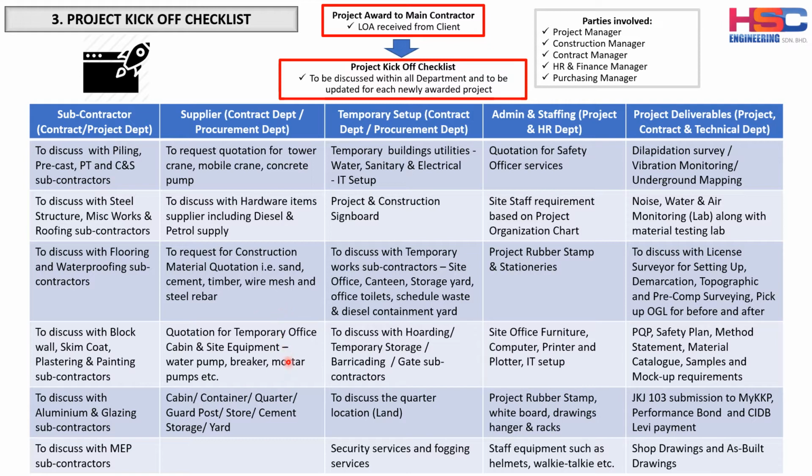And this is a quotation for temporary office cabin and site equipment, water pump, breaker, motor, and also for the cabin container and quarters container, the guard post cabin and the store cabin or the cement storage yard, whatever items they require, the procurement department and the contract department have to work out on these items. But normally the procurement department already has this in their archive, so they can refer back. But it is very important to discuss this during this kickoff meeting, so that at least the project manager and the construction manager are also aware of what the functional managers in the HQ are thinking about. This is important.